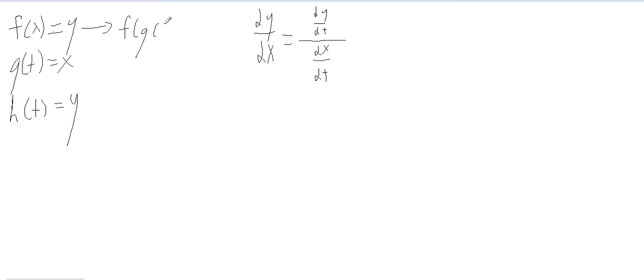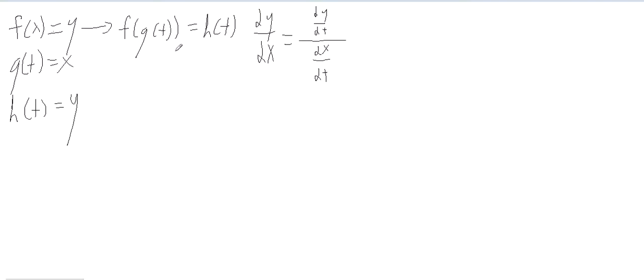Anyway, we're going to start with basically what I wrote down there with parametric equations. f of x equals y, g of t equals x, and h of t equals y. Now, if we take this and plug in these two for x and y, that gets us f of g of t equals h of t.